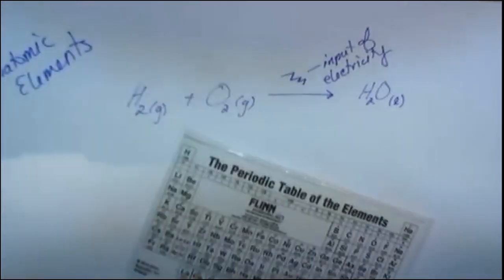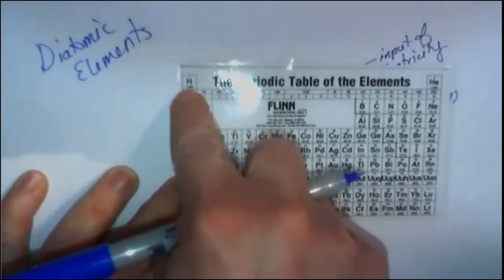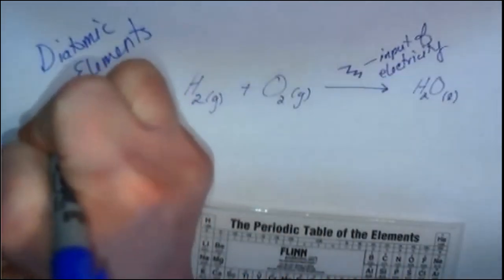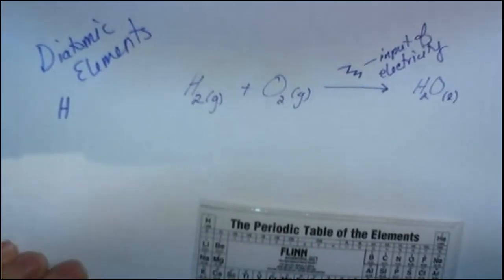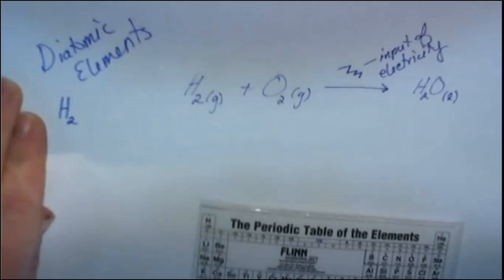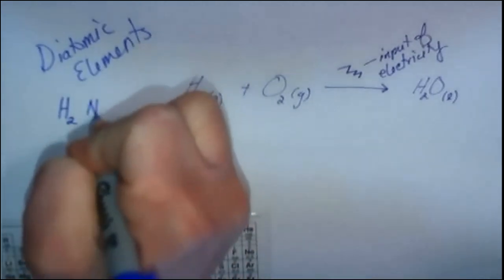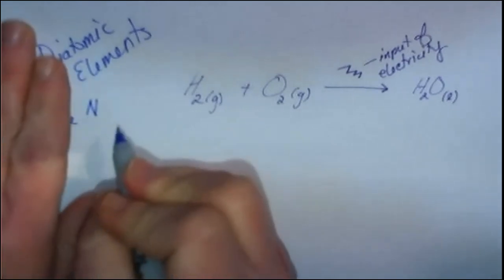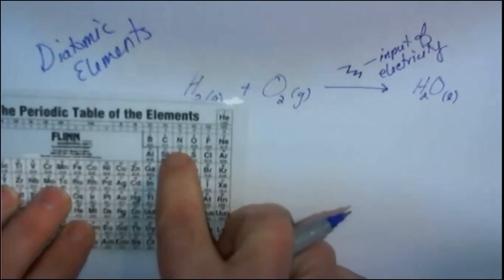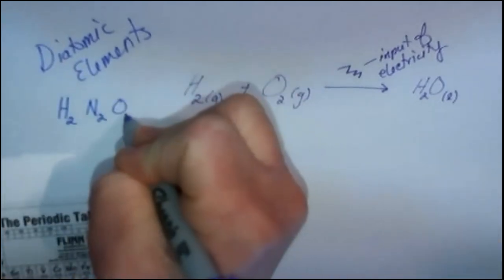Diatomic elements. There are 7. Well, hydrogen is one of them. So naturally, we do not find hydrogen as H. It actually bonds with itself to form H2. The next is nitrogen. It's not found as N, it's found as N2. Then oxygen, not found as O, it's found as O2.